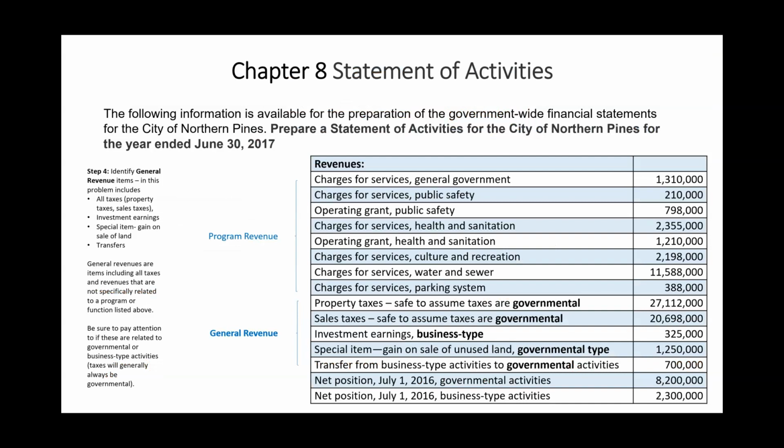Now, step 4, we're going to identify the general revenue items. Those were all those taxes, the investments, the special items, any transfers that we had. So one thing that we do need to make sure that we note is, was it a business type or was it a governmental type? We're always going to want to know that. Just take note that typically any tax revenue that you generate is going to be governmental. Very rarely are they going to be a business type revenue.